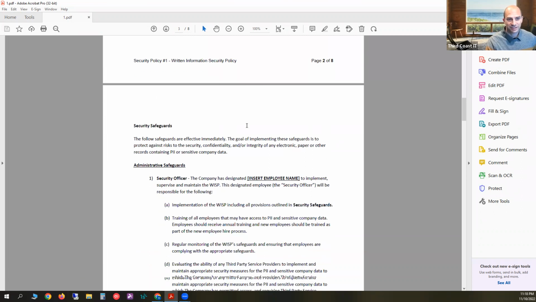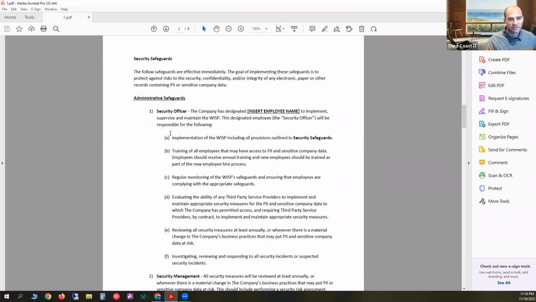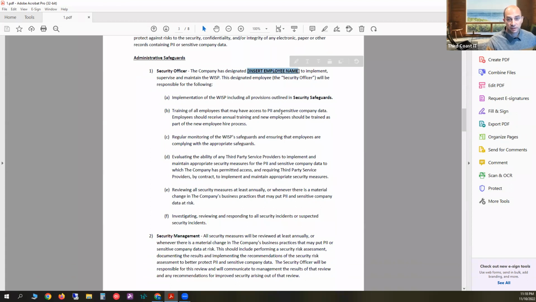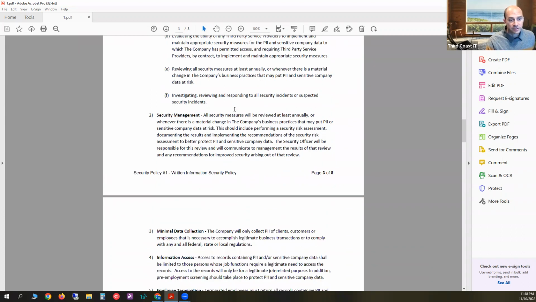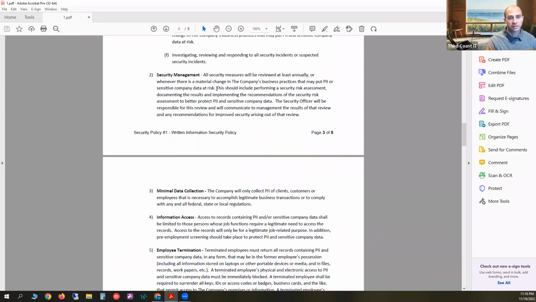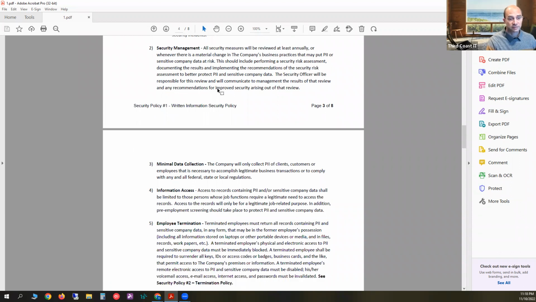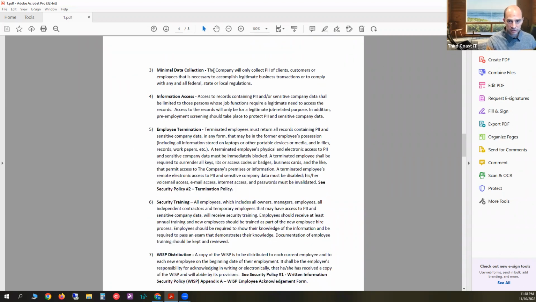It is a journey. Our security safeguards, you're going to notice we are deeming a security officer. That person's name does go here, and they are responsible for these compliance efforts. For security management, all security measures will be reviewed on a regular basis. We only want to collect the data that we actually need to collect. So we don't need additional information. We mitigate our risk just simply by not gathering that. Or if we do have it, getting rid of it.